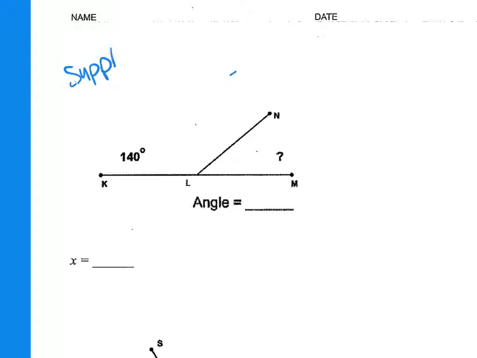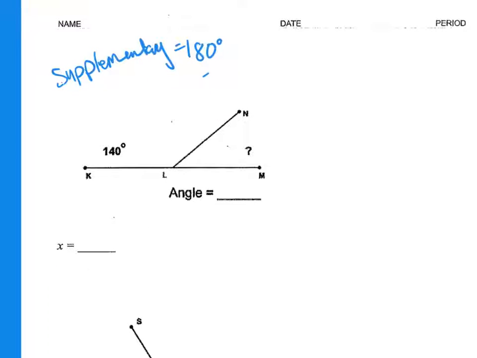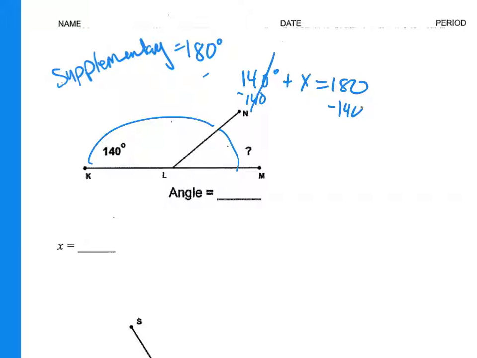Supplementary. That's what I was looking for. 40 degrees, so it adds up to 180 degrees. 140 plus something equals 180. What's my missing angle? It's 40.